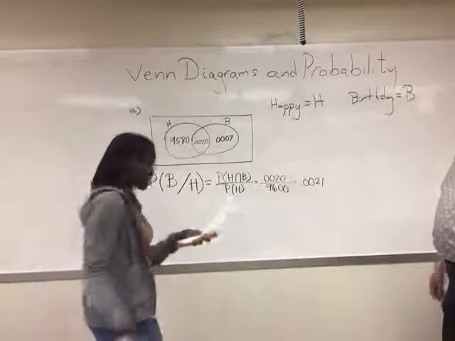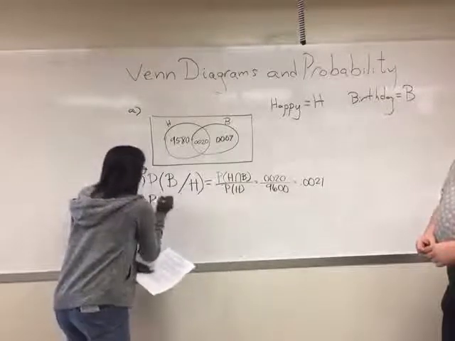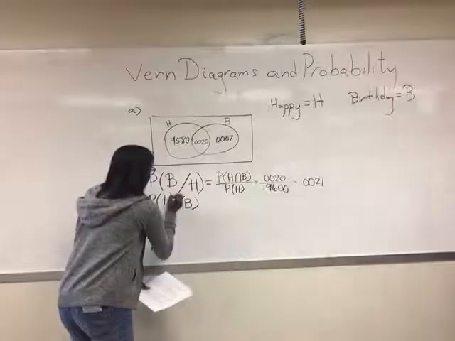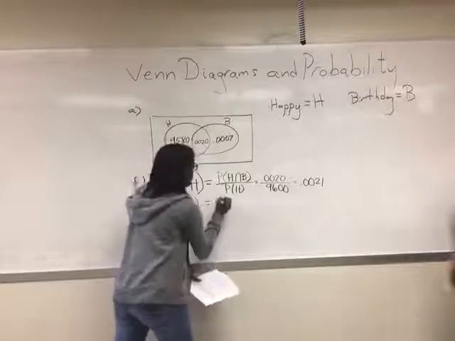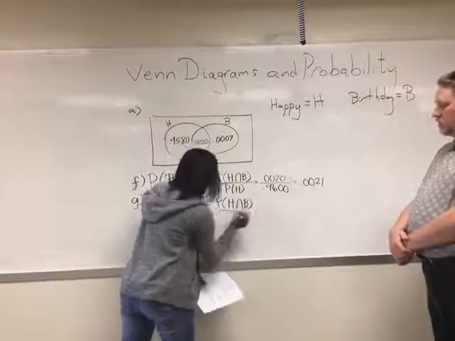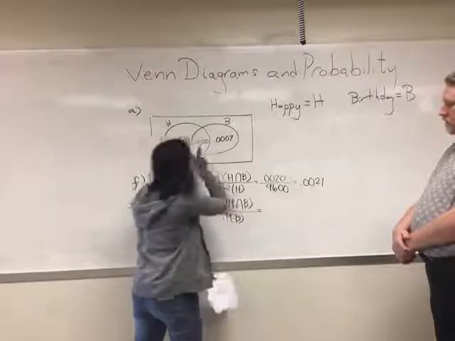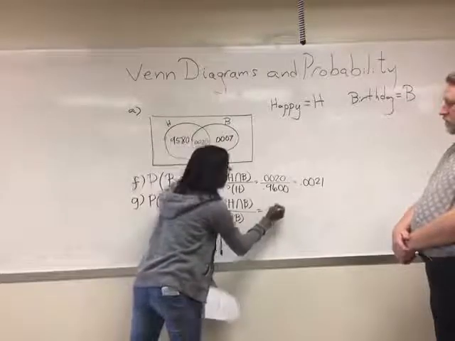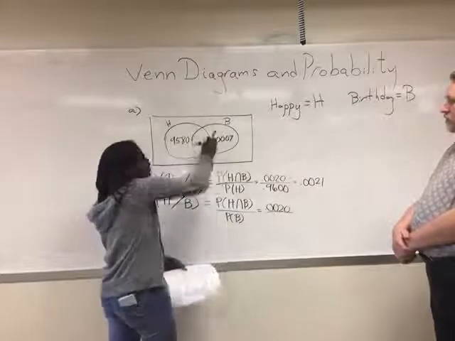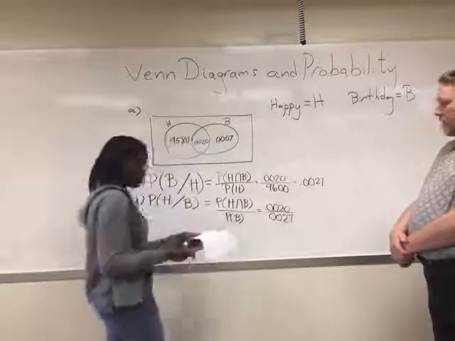Suppose it's your birthday. What's the chance it is also a happy day? So, we have the probability that we already know it's our birthday, and we want to know what are the chances it's a happy day as well. So, we have the probability of it being a happy day and your birthday over the probability of it being your birthday. So you take the same overlapping value in the numerator, and then you take the probability that it's your birthday, which is this whole thing, 0.0027. Then we plug that into a calculator.